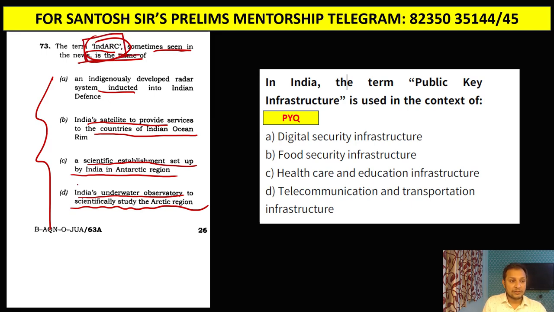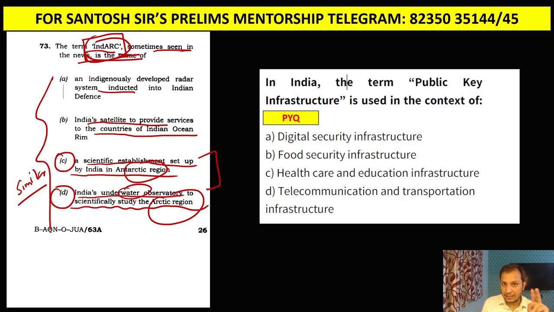Okay, so if you see, out of these four, these two, C and D, are similar type of option. One is talking about an Antarctic region scientific establishment. The other is talking about a scientific observatory in the Arctic region. So obviously the answer has to be among these two only. Is this clear, guys? The answer has to be these two.